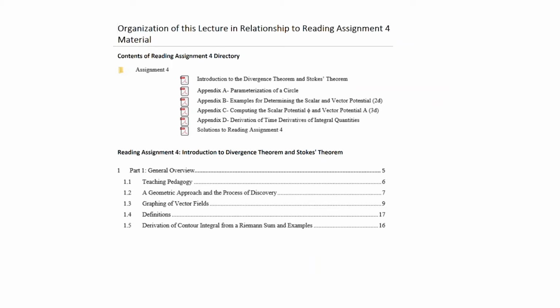The part of this lecture that we'll be interested in is the first part of Reading Assignment 4. The topics are a general overview; the teaching pedagogy, which I will not talk about now, but in the next lecture; similarly, a geometric approach and the process of discovery, which I will probably focus on more in the next lecture, but allude to in this lecture. Then the graphing of vector fields. This is more or less a continuation of Lecture 1, where here we add a little more body to the topic. Then I'll introduce you to the various definitions, which will be very useful to remember as we move through the remainder of the course. And then the derivation of a contour integral from a Riemann sum, and examples. This is more or less what's going to be covered over the next two lectures or so.